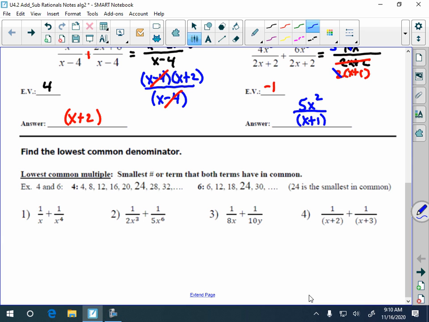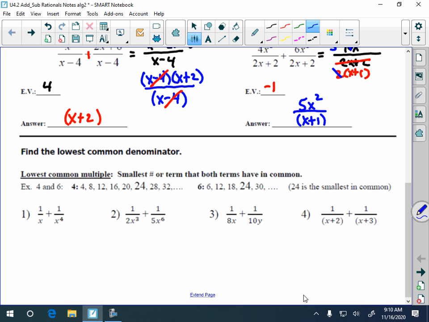You're just starting with 4, multiplying it by 1, and that gives you 4. And then 4 times 2 is 8, 4 times 3 is 12, 4 times 4 is 16, and so on. Then you do the same thing with the multiples of 6: 6 times 1 is 6, 6 times 2 is 12, 6 times 3 is 18, and so on. As soon as we find the first number they both have in common, that's our lowest common multiple. With fractions, it's also called the lowest common denominator. So 24 would be the lowest one.